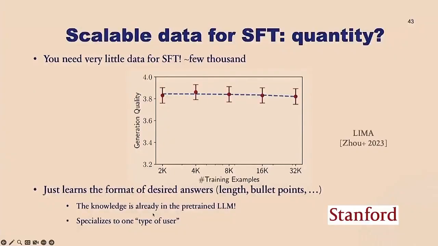Another way of saying it is that your pre-trained models essentially model the distribution of every user on the internet. One that might write bullet points, another that might answer a question with an answer. So all you tell your model is, you should actually be optimizing more for this type of user than another one. You're not teaching anything through this SFT, supervised fine-tuning. All you do is tell the model to optimize for one type of user that it already saw in the pre-training data set. So the knowledge is already in the pre-trained LLM, and you basically just specialize to one type of user.